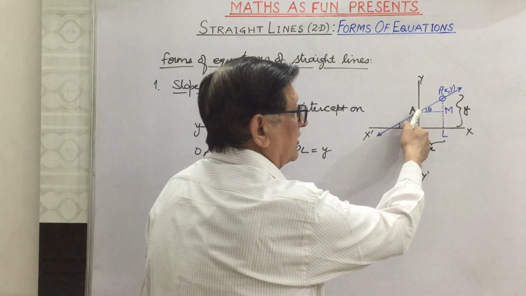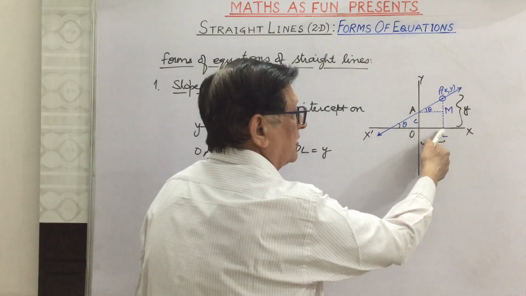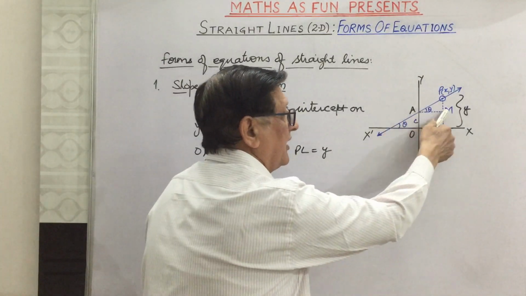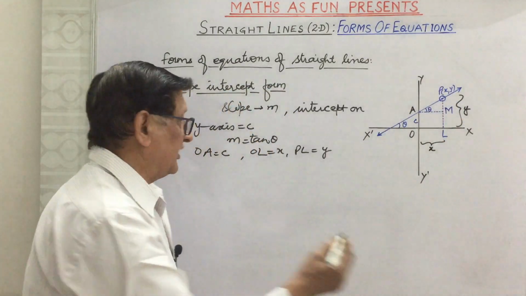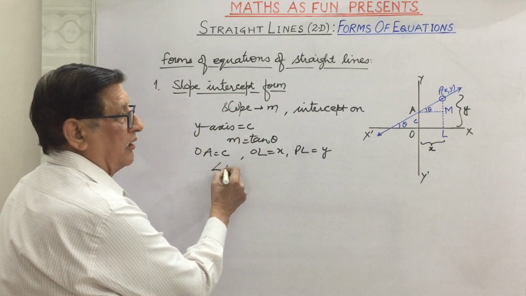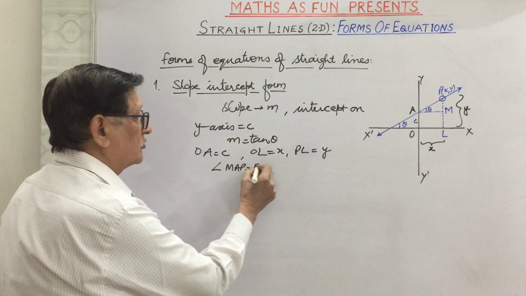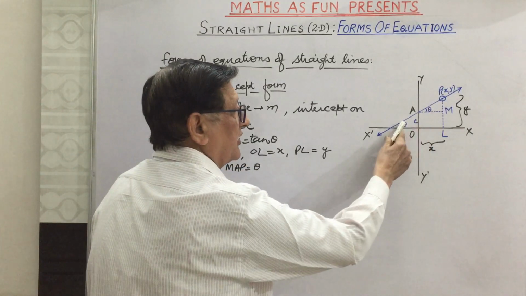Then we draw a perpendicular from point A to this perpendicular PL, that is AM. Now in this triangle AMP, we can see that angle MAP is equal to theta because this is the corresponding angle to this.